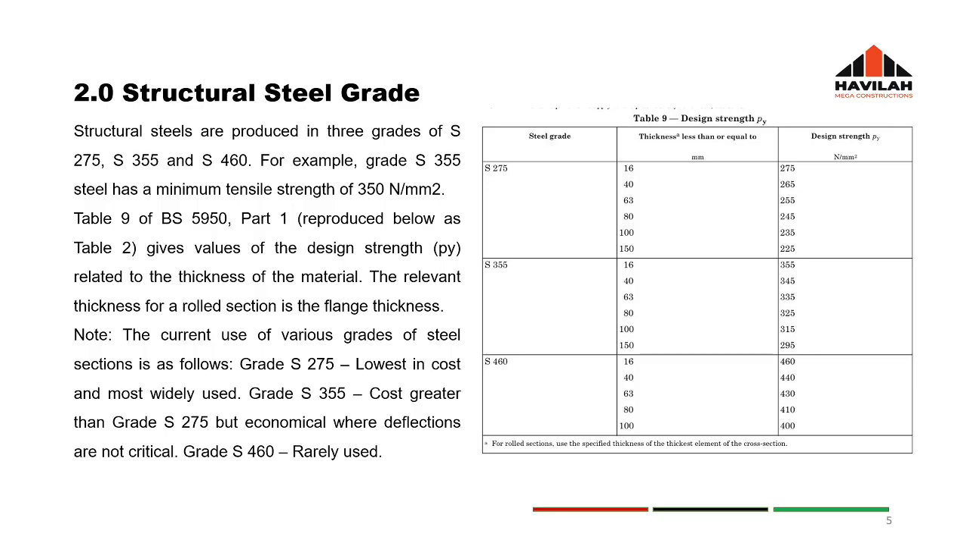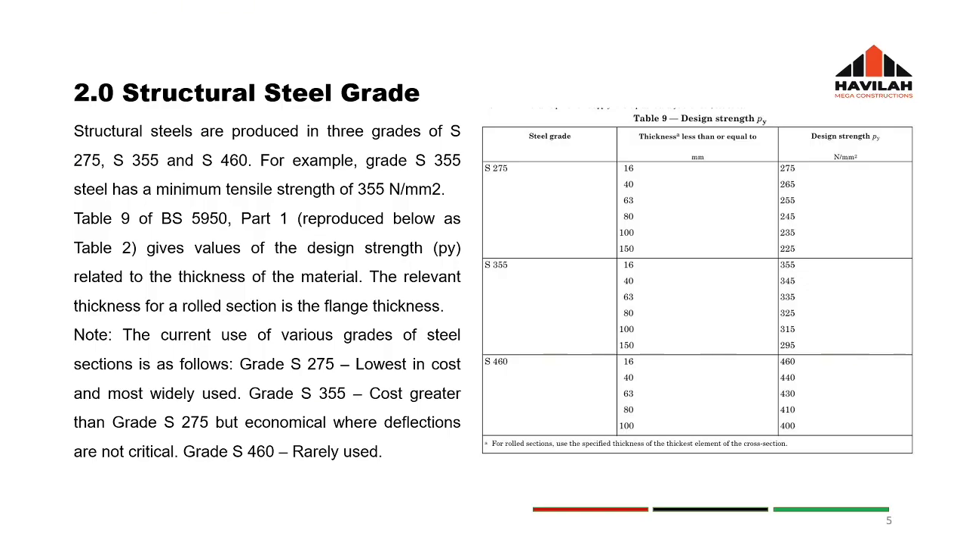Also, there is structural steel grade. Structural steels are produced in three different grades: S275, S355, and S460. If you could recall, for reinforced concrete designs, we have the high yield reinforcement and we have the mild steel reinforcement, of which for the high yield reinforcement you have several characteristic strengths like 460 newton per millimeter square, you have 410 newton per millimeter square, and some other characteristic strengths. Also for mild steel you have 250 and so on.